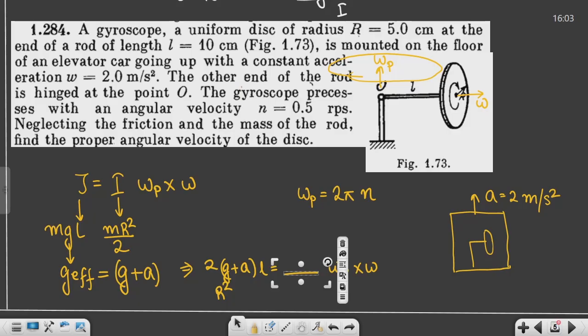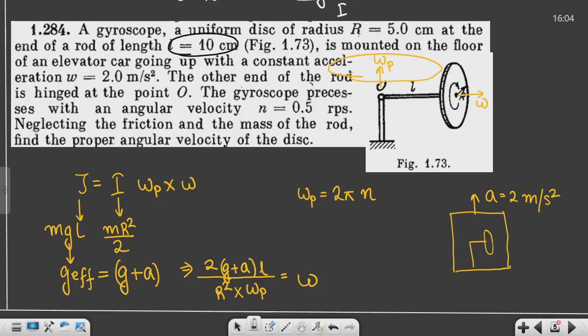Since this dash is short, I'll just erase it and make a new line out here. Omega p is given in the question, so omega p will come out here into omega p. Since I have to find out the value of omega, I'm writing this omega out here. So this is my equation. The value of g you already know, 10 meter per second square. The value of L is given, 10 centimeter; convert to meter, 0.1 meter. A is given as 2 meter per second square.